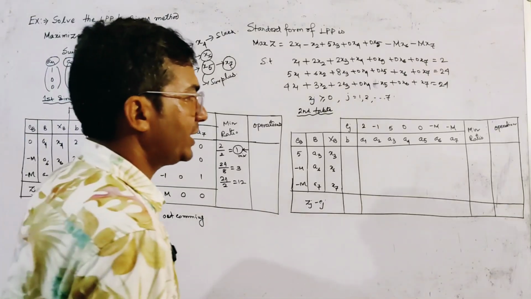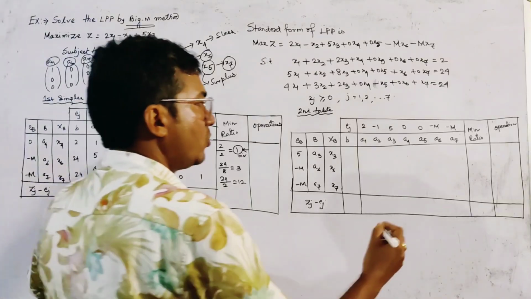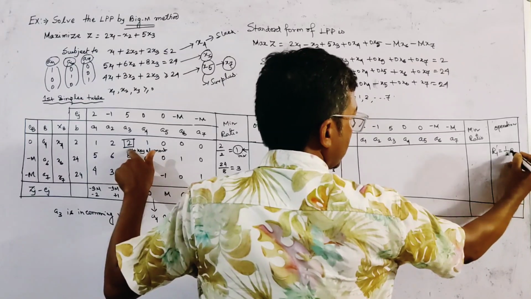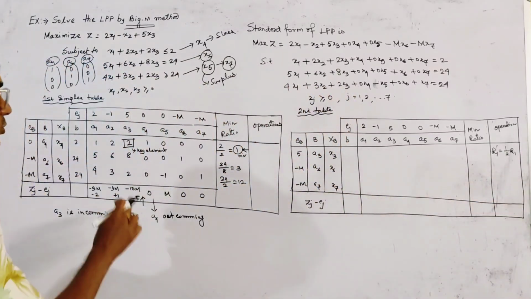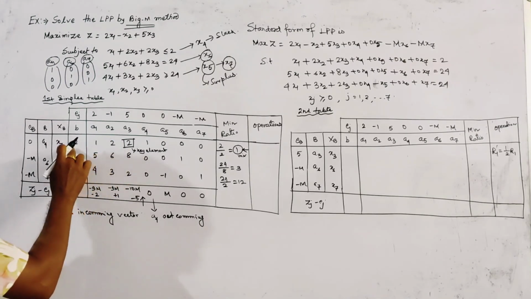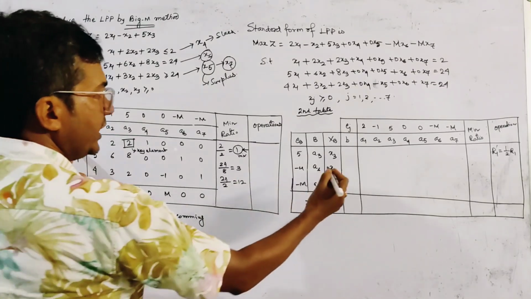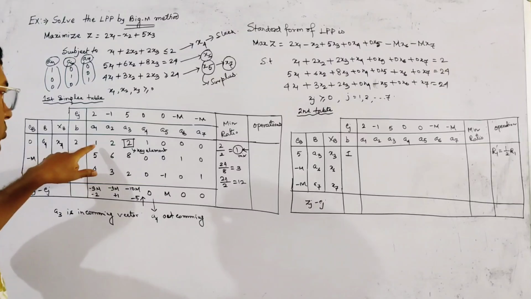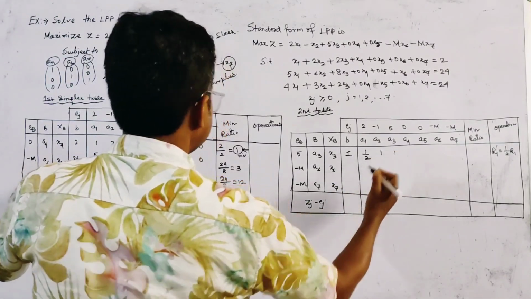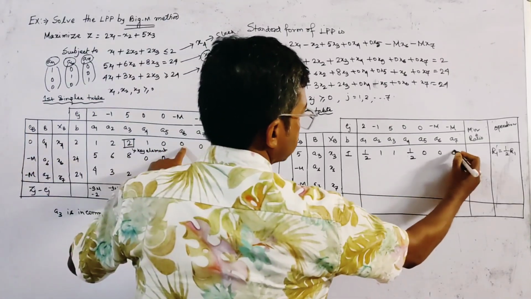Now here we make the operation. The operation on the first row is given by R1 dash. R1 dash is equal to half into R1, because we have to make this key element 1. So we must divide the whole row by 2, and we get the result: from this column, this is 1 because 2 by 2, this is half, this is also 1, this is the key element, this is half, this is 0, this is 0 and this is 0.